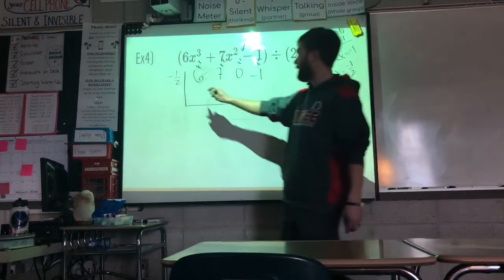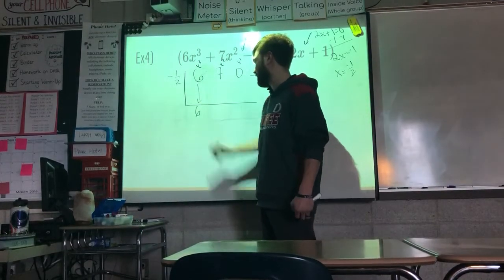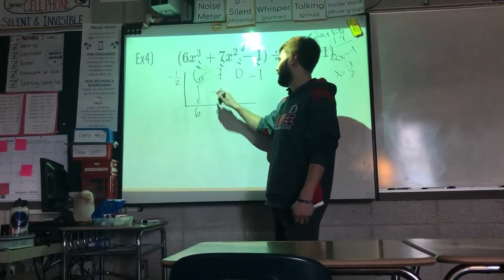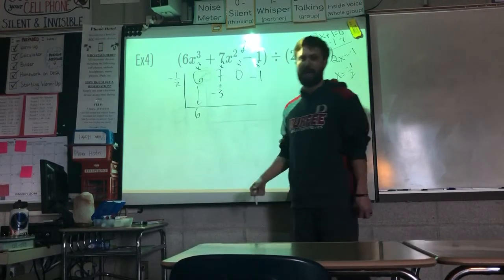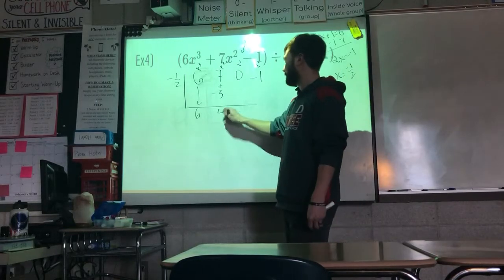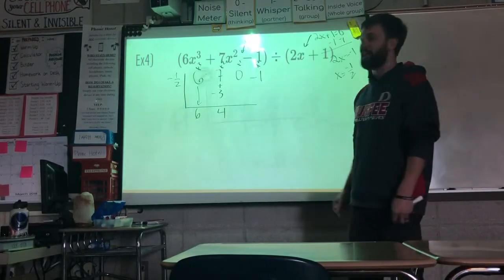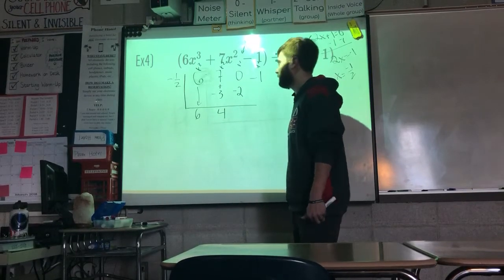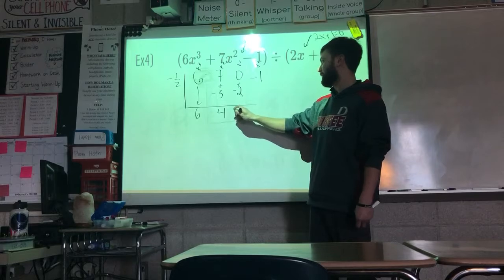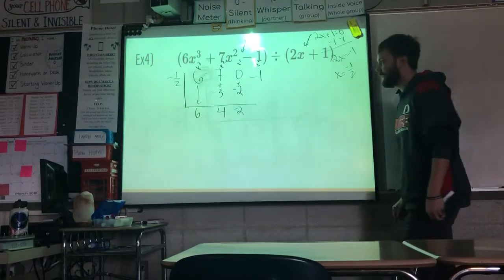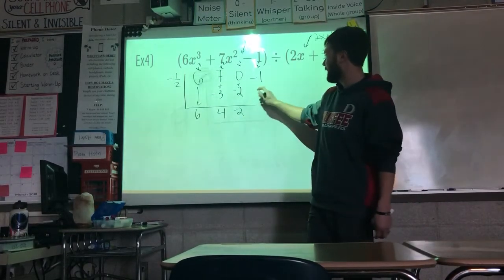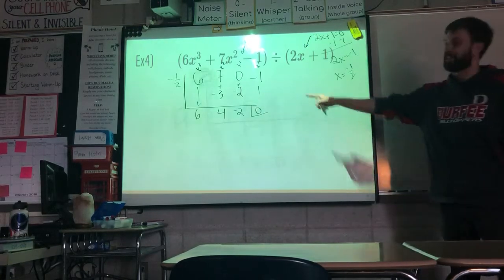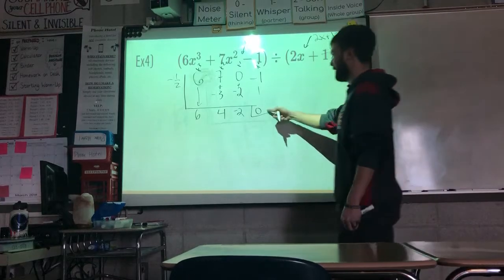Okay, bring down my first coefficient, so 6. And now let's multiply 6 by negative 1/2. It's going to give me negative 3. We're going to add those two. We'll get 4. Negative 1/2 times 4 is going to give me negative 2. 0 plus negative 2, so just bring down that negative 2 again. And then negative 1/2 times negative 2 is going to give me 1. And I got a factor. I have a remainder of 0.